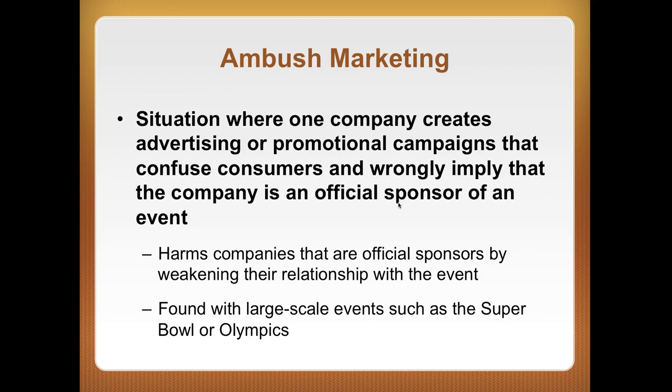At the end of the Olympics, they did research and asked people who they thought was the title sponsor from the standpoint of athletic shoes, and everybody thought that it was Nike. So that's an example of ambush marketing. So you see there's a ton in big events like the Super Bowl, the Olympics.